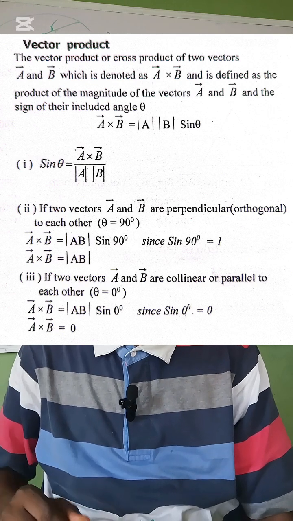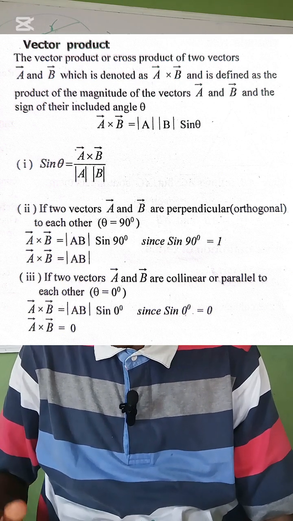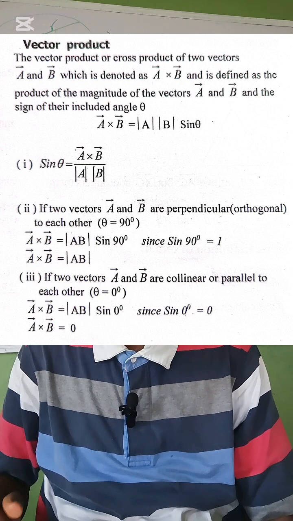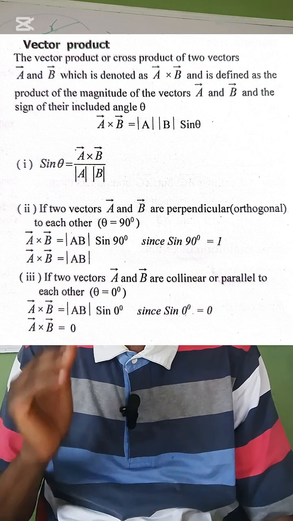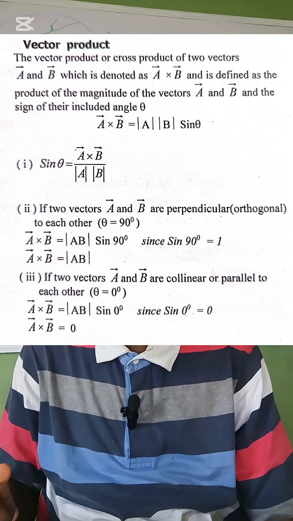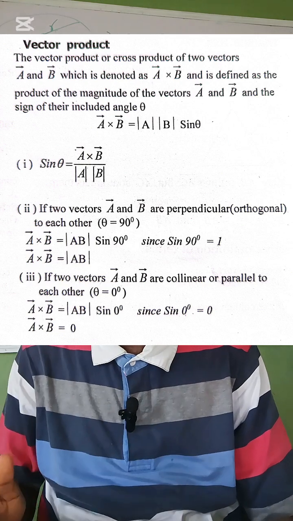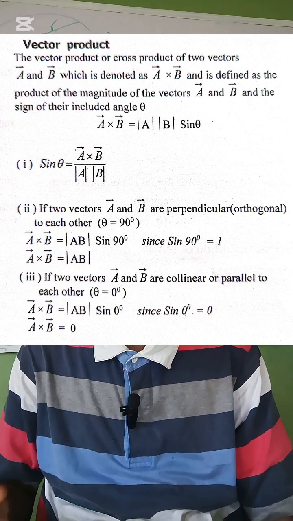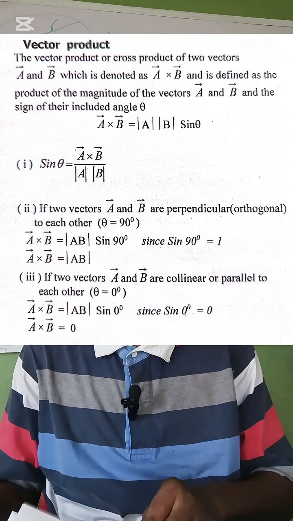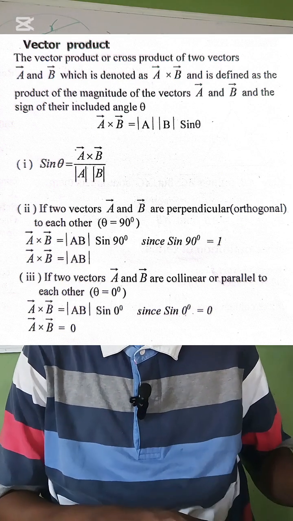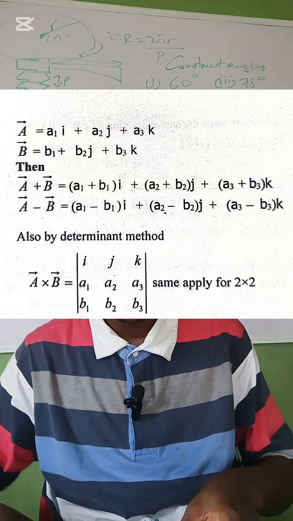Third scenario here: if 2 vectors A and B are collinear or parallel to each other, it means the angle will be 0. We have discussed that also under the scalar products. Sine 0 is also what? It's also 0. It means at that time A × B will be 0.